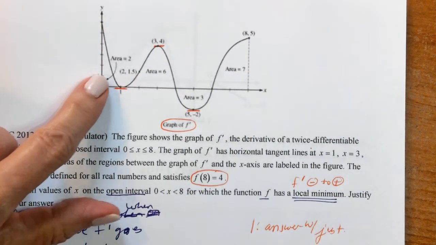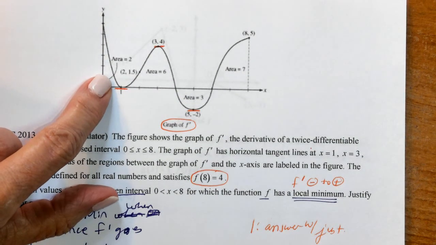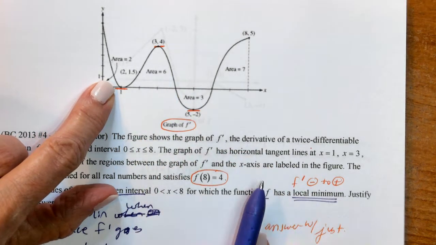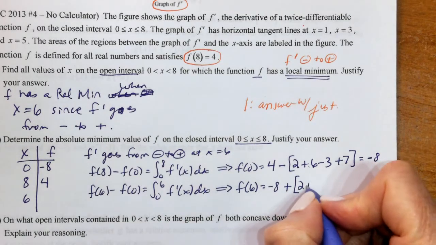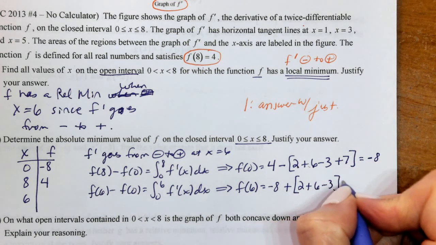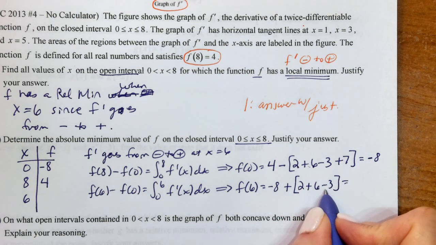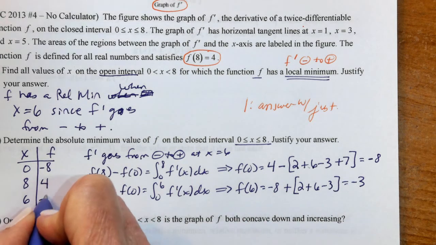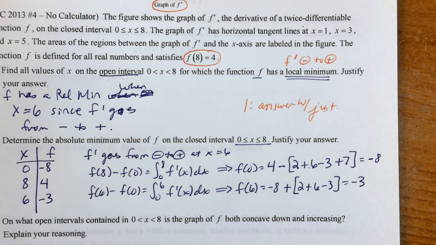And the integral from 0 to 6 is 2 plus 6 minus 3, right? 2 plus 6 minus 3. That's 8 minus 3 is 5. Negative 8 plus 5 is negative 3. I would double check that and make sure I did that right, because that's where I tend to make my mistakes.